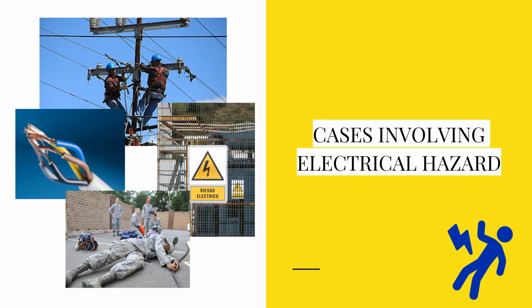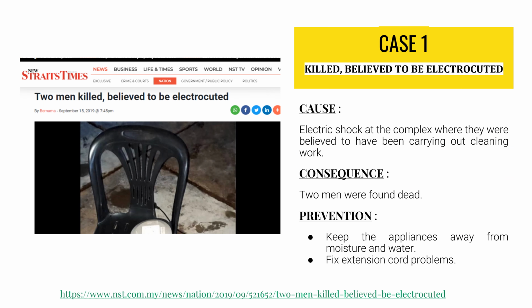Cases involving electrical hazard. September 2019, Kuala Krai. Two men were found dead, believed to be electrocuted. Preliminary investigations revealed that they were believed to have died of electric shock at the complex, where they were believed to have been carrying out cleaning works.